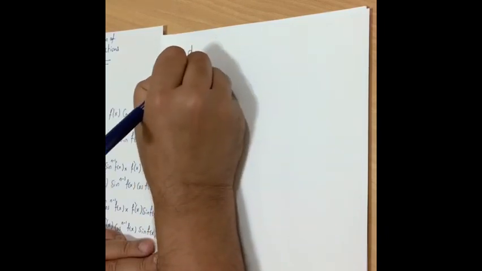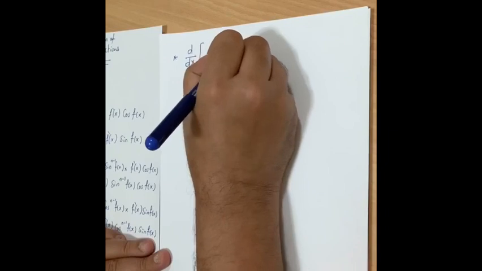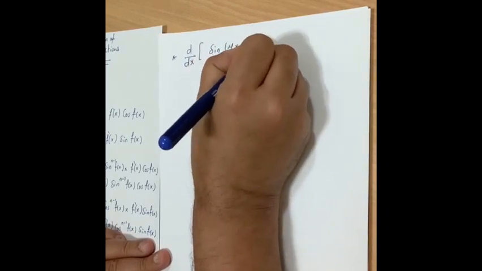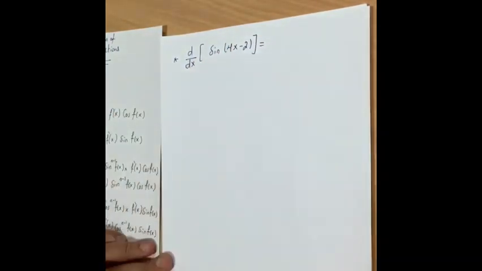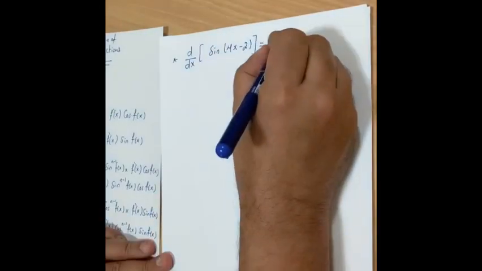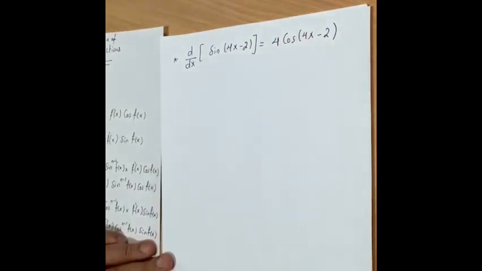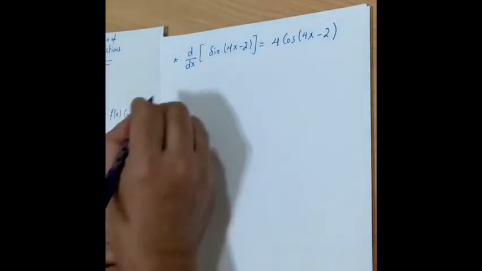Let's take a question. For example, d by dx sine of 4x minus 2. So you have to differentiate the 4x minus 2 first, which is 4, and derivative of the sine is cosine 4x minus 2. So only two parts in this type of differentiation.